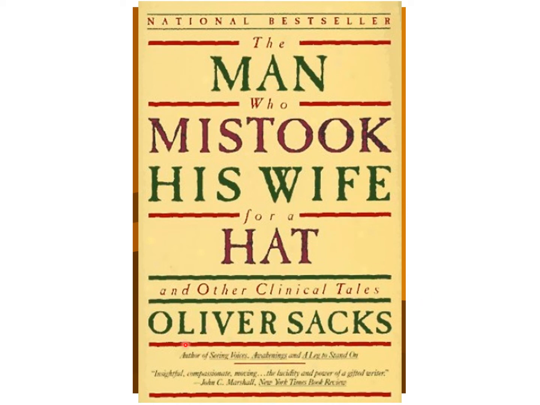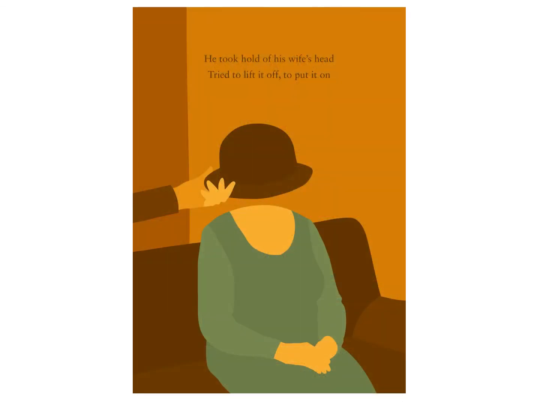Oliver Sacks, in fact, was just on NPR; an old interview of his was on the other day. Really, really interesting professor. He wrote this book, The Man Who Mistook His Wife for a Hat. Now, this isn't exactly sensory processing, but it's along the same lines. He took hold of his wife's head and tried to lift it off to put it on. He was perceiving his wife's head as a hat. Now, that's a visual processing issue. And Oliver Sacks himself had that problem.